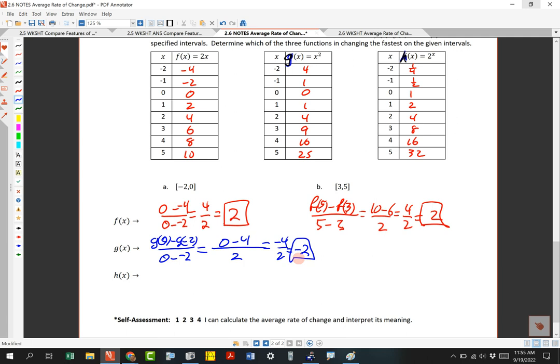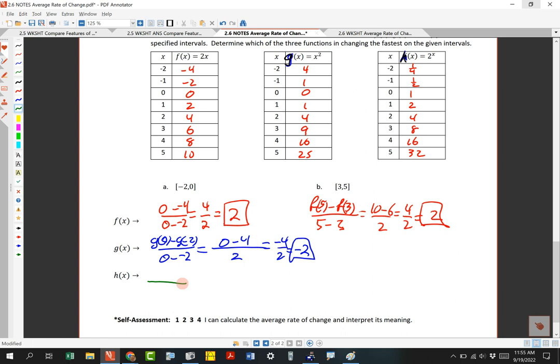What does that mean about the graph? What does negative 2 for an average rate of change mean about the graph on that interval? Well, the slope there is negative. It's going down. Yeah, pretty steep on average. Slope of negative 2.